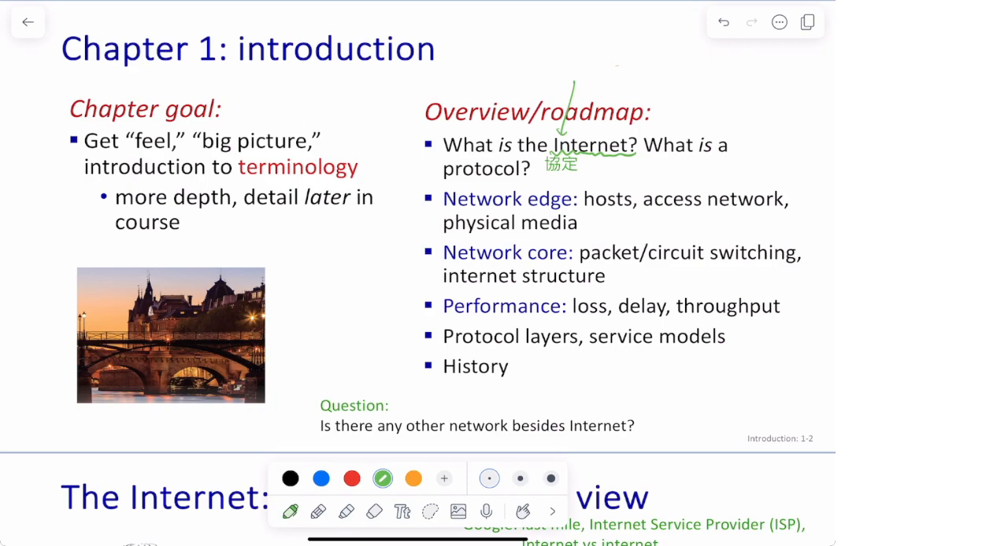For example, software engineering, hardware engineering, software hardware design, material, and protocol, operating system, something like that. Since it's very complex, we divided the entire network into different functionalities, and they are layered. Different layers are responsible for different functionality.